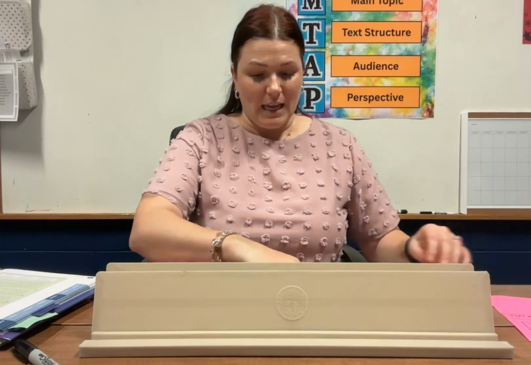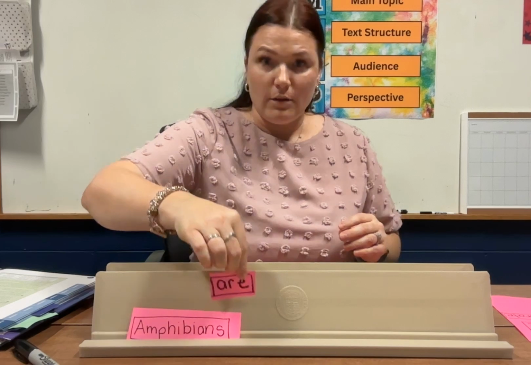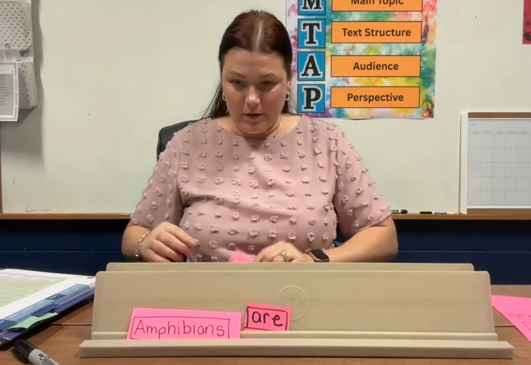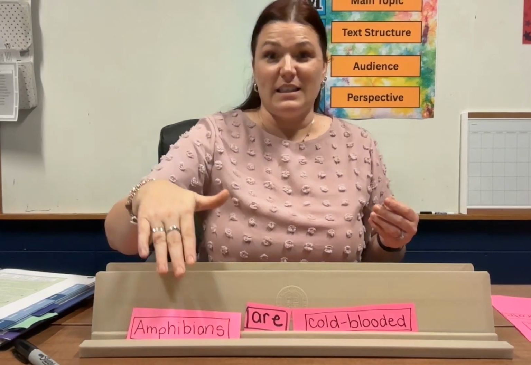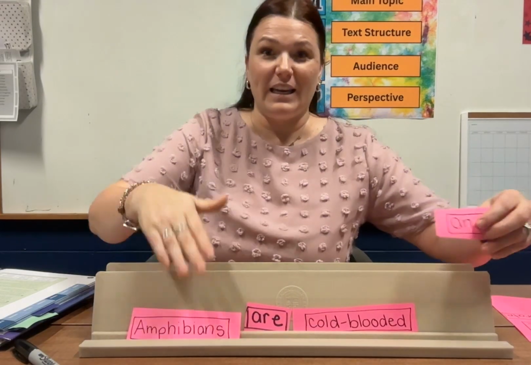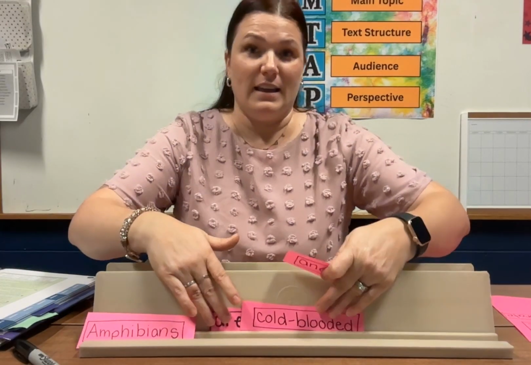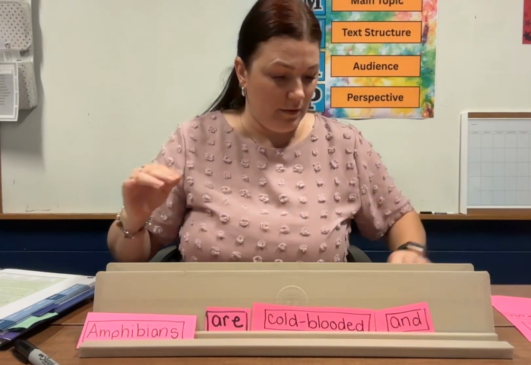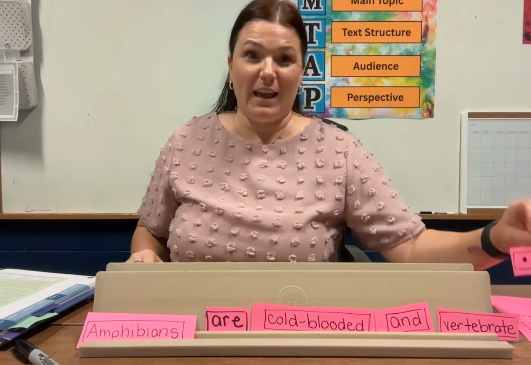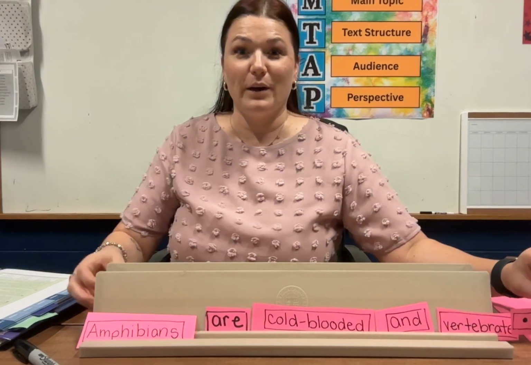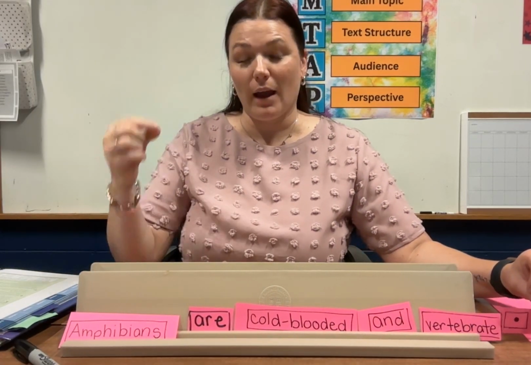So you might get things like amphibians are cold-blooded. You might have a group that says amphibians are cold-blooded and a vertebrae. And you want to make sure that they put their period where it's supposed to go, so that you're also teaching in a little bit of that grammar.